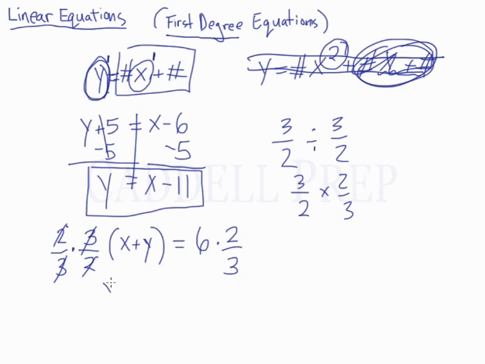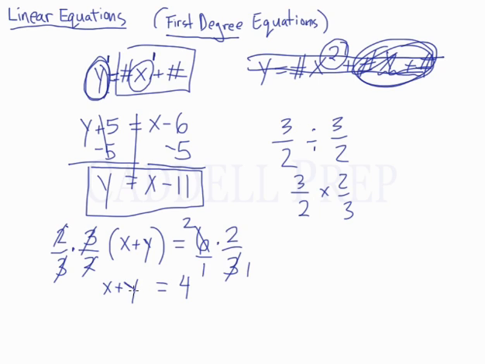But anyway, we're left with x plus y over here. Now here we have to multiply. Now maybe you want to put this over 1 so we can cross cancel. 3 becomes a 1, 2 becomes a 2. Then we have 2 times 2 is 4 over 1 times 1, so we just have 4. Okay, now last step, we have x plus y equals 4.